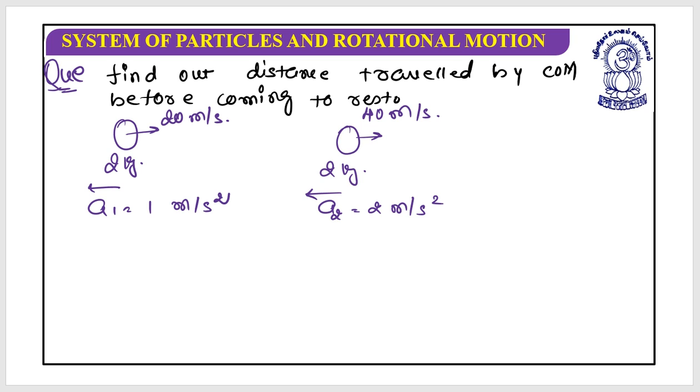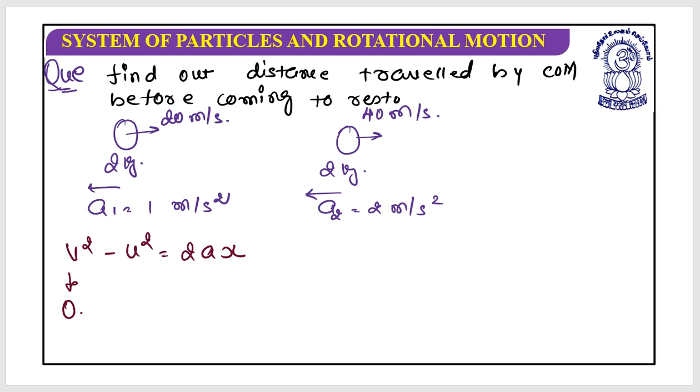Any idea? What are we supposed to do? Let's forget all these things about center of mass. If it was only the initial situation of any one of the objects, then what I'm supposed to do is use v square minus u square equals 2ax.